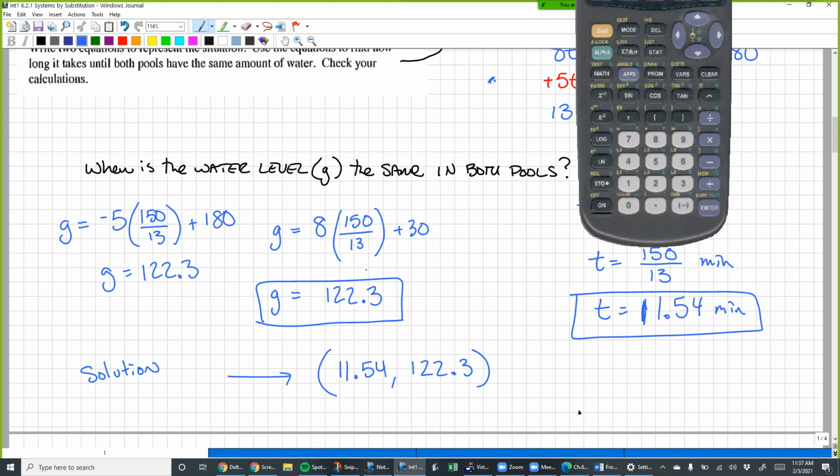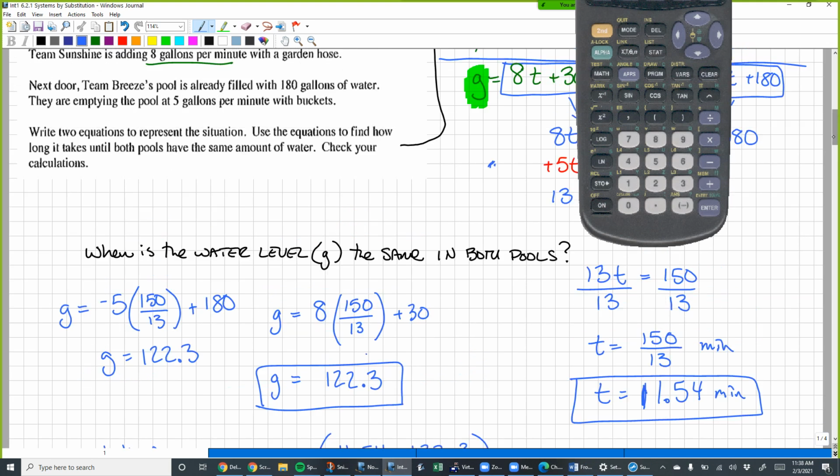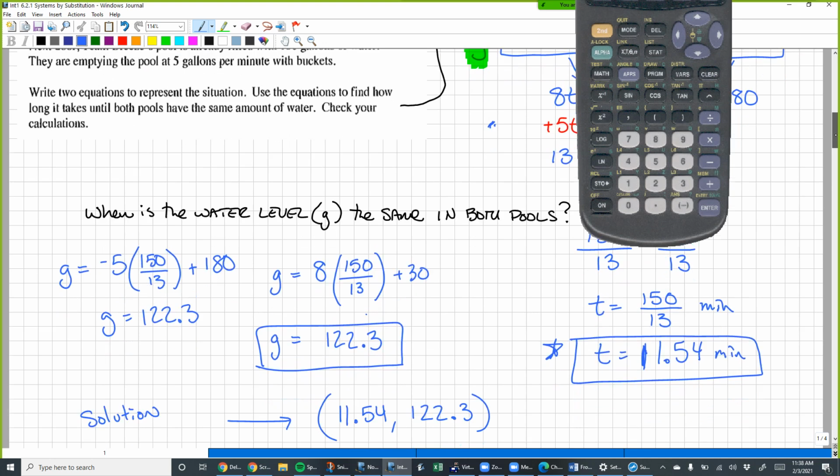All right? Now, we have to look back at the question and say, okay, how long does it take until both pools fill with the same amount of water? That's going to be the thing that it's asking. So the answer is really the time for this particular problem.